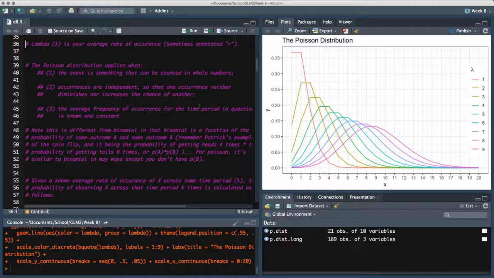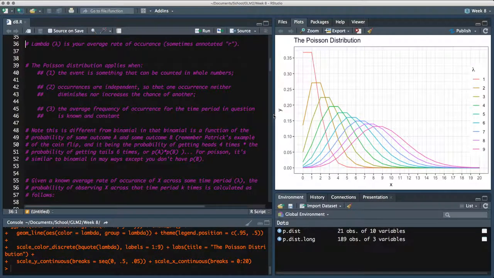The components of a Poisson distribution are that it's a count variable, which means that it cannot be a negative number. It must be only positive whole numbers. The occurrences of whatever event you're observing have to be independent from one another. So an occurrence happening doesn't make it any more or less likely that it will or won't happen again. And you know the average rate of something over some unit of time.